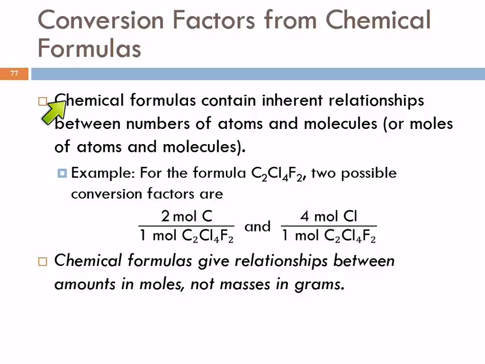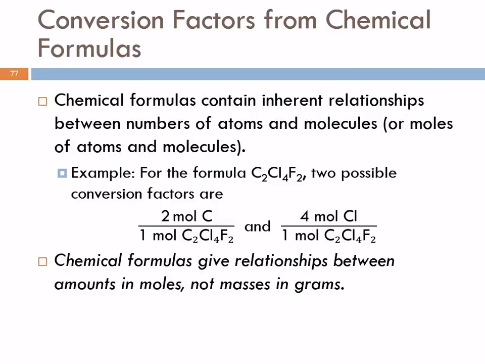So the formulas give us the relationship between numbers of atoms and numbers of molecules, or moles of atoms and moles of molecules. So this formula for that Freon tells us there are 2 moles of carbon in 1 mole of the compound, or 4 moles of chlorine in 1 mole of the compound. Or how many moles, did I say chlorine or fluorine? 4 moles of chlorine to 1 mole of compound. How many moles of fluorine? 2. It's just from the formula. 2 moles of fluorine in every 1 mole.